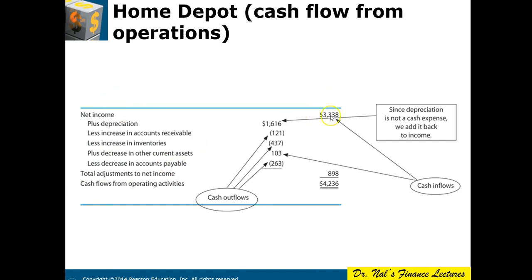Net income for our company, if you remember, was $3,338 from Home Depot, and as a result the cash flow from operating activities were this much. So net income is a cash inflow versus all these other cash outflows, and this is the net. So so far it looks pretty good.